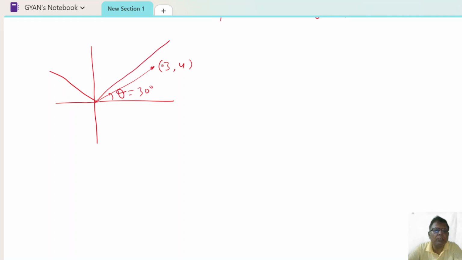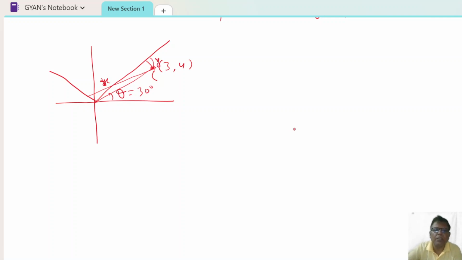Suppose in a certain coordinate system, one coordinate is 3 and 4. Suppose we have rotated by 30 degrees, so theta is equal to 30 degrees. In the new coordinate system, what will be this coordinate? This is the distance from the y-axis, so this is the x coordinate, and this will be the y coordinate.